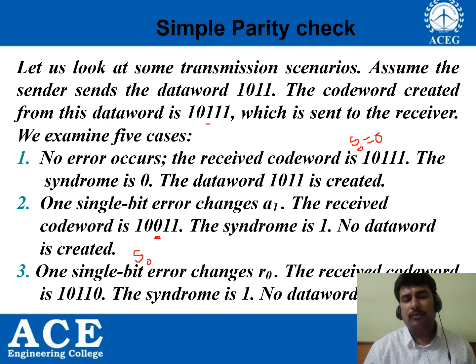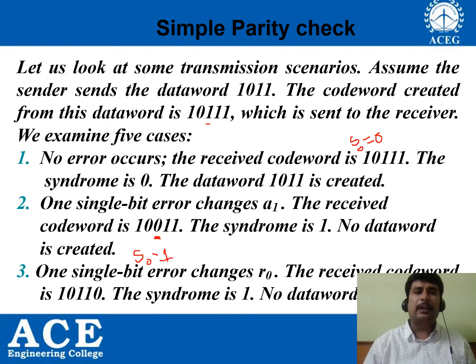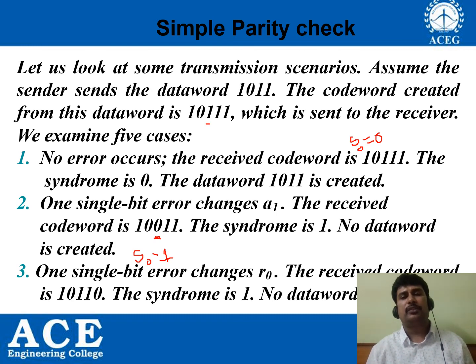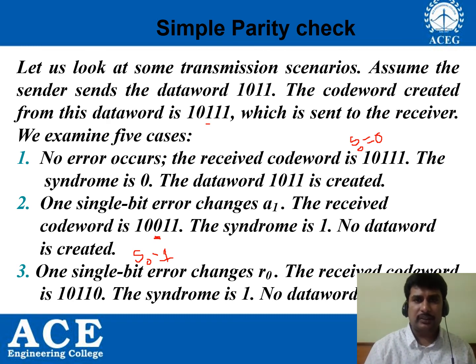0 exclusive OR 1 is 1. So here the syndrome value of the received code word is 1, but when you are following even parity, the expected syndrome value is 0. Since there is one bit of error generated, the syndrome has changed from 0 to 1. So one bit of error is detected, and we are going to discard the data.